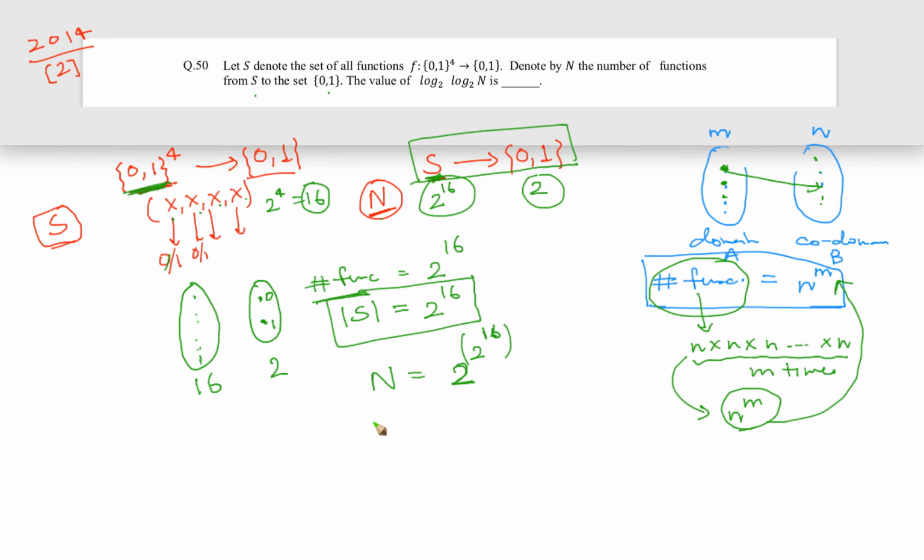In that sense, they are asking what is the value of log n. If you take log once on both sides, it will be 2 raised to the power 16. If you take one more log, it will be log log n on this side, and this side will be 16. Exactly this value is what they are asking, what is the value of log log n, and that value is 16. So the answer is 16.